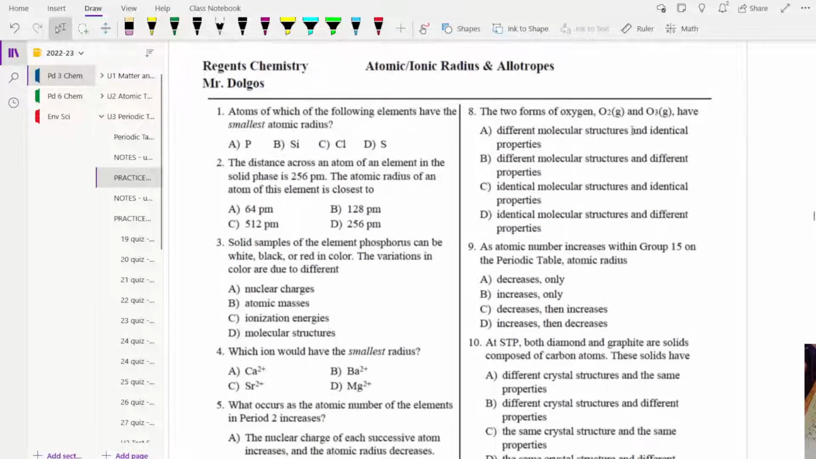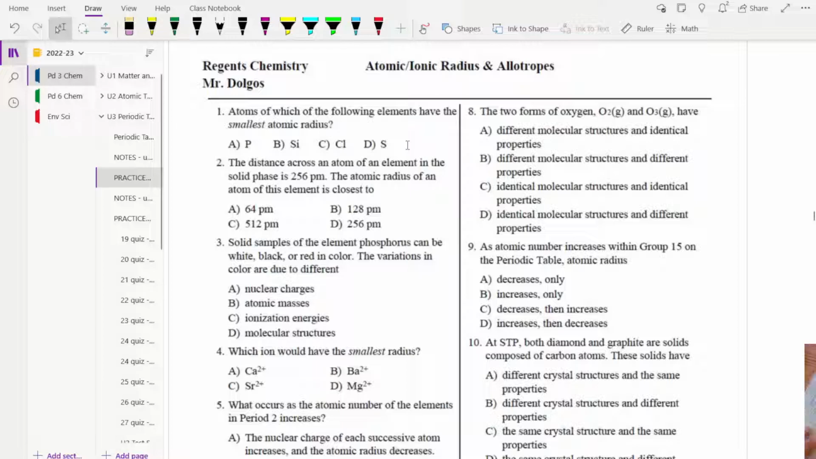The homework is pages 17 to 20, odd problems. So I'll go over some of those and then you can look in the bookmarks to see where you're at. So let's begin with the first ones. Which of the following have the smallest atomic radius?